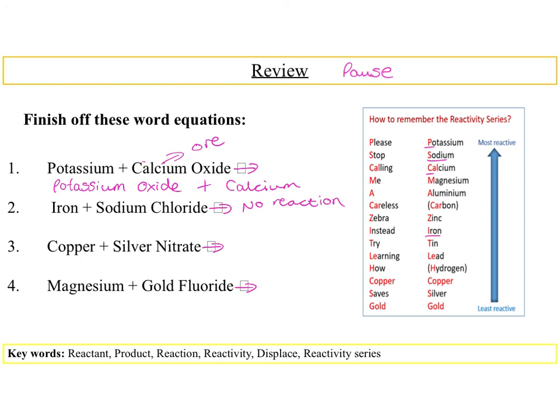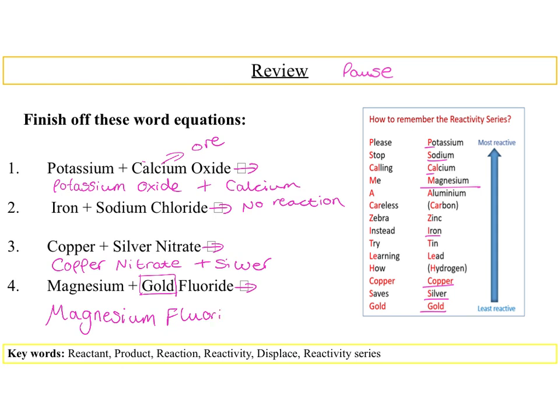Copper and silver nitrate. Copper's there, silver's there, so copper's more reactive, so copper's going to steal that nitrate away, and you're going to end up with silver on its own. Then magnesium and gold. Straight away you should know that one. Gold's the least reactive element right down here, whereas magnesium's up here. So magnesium's going to steal away that fluoride and end up with magnesium fluoride plus gold. That's nice and easy.